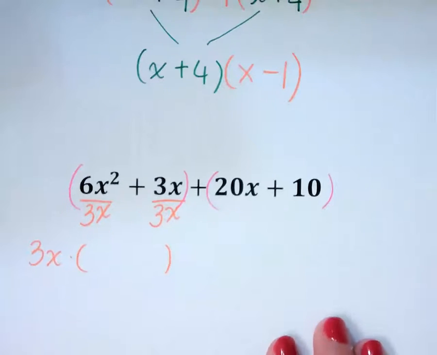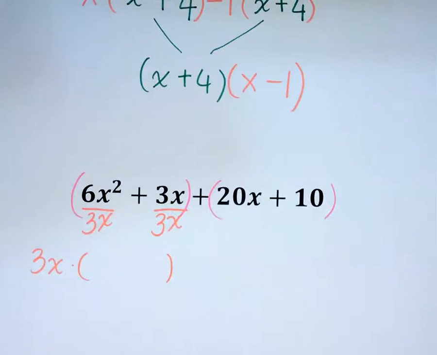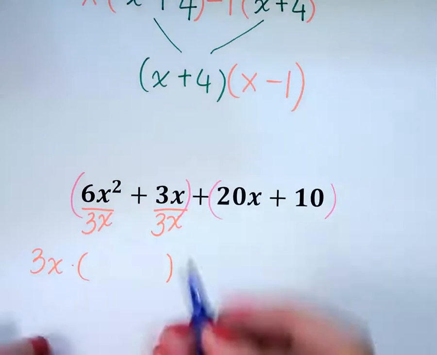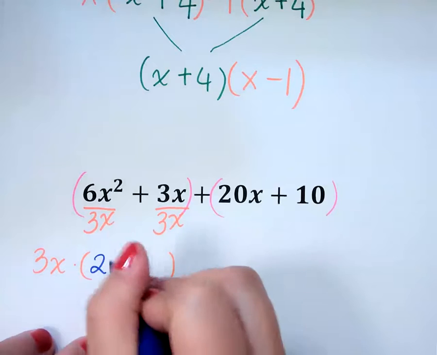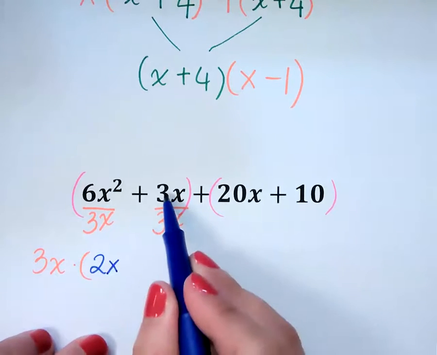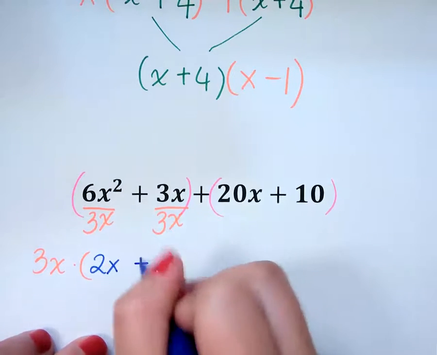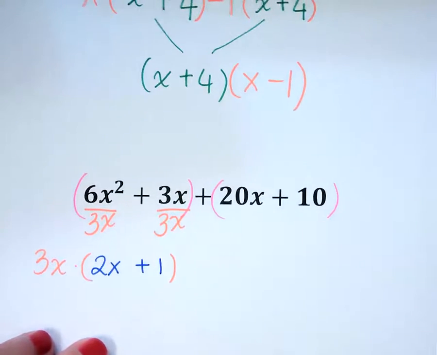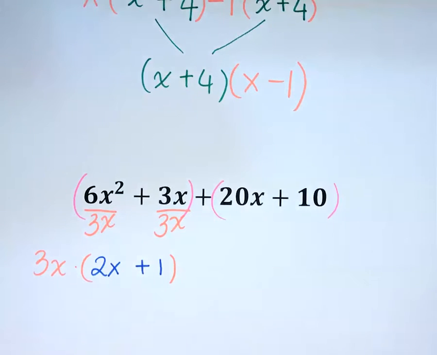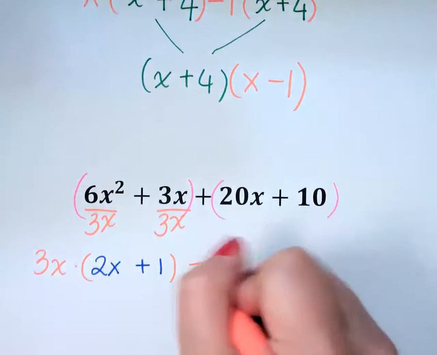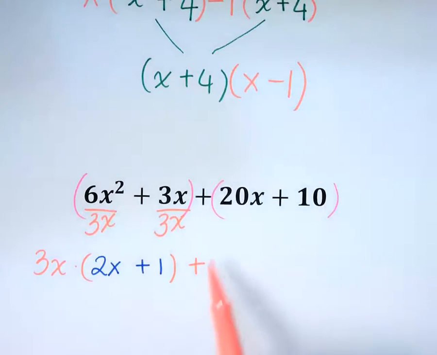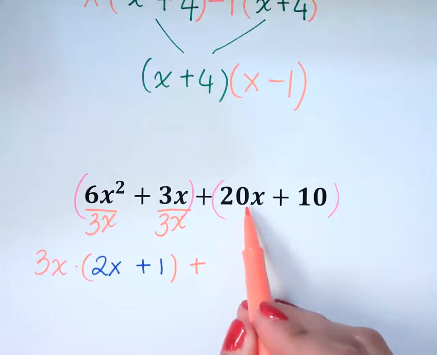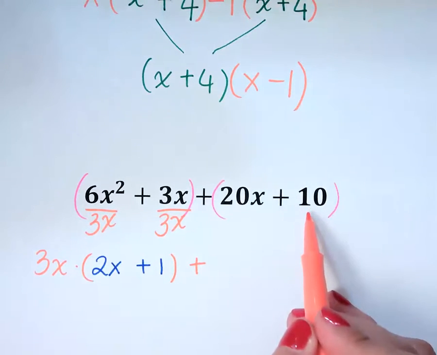So let's go ahead and divide. We have 6x squared over 3x, give us 2x. And then right here, 3x over 3x, give us 1, positive 1. Okay? Now we're going to do the same thing to the second pair. The signs stay the same, okay? Whatever sign between them stay the same. Here we have positive 20x, and here we have a 10.